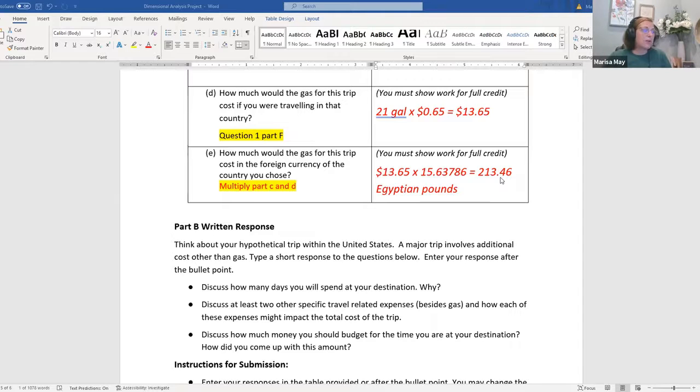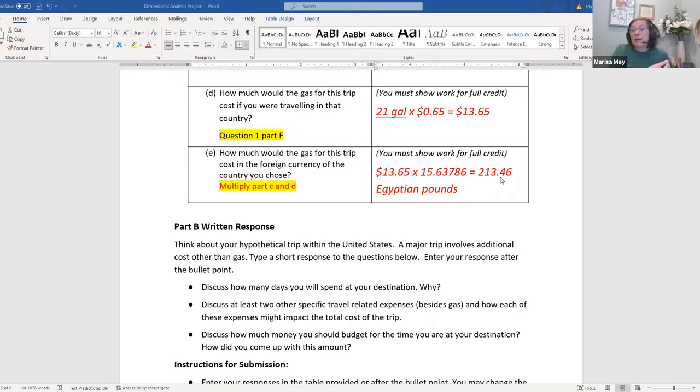And then the third bullet, discuss how much money you should budget for the time you are at your destination and how did you come up with this amount. So for me, that's definitely going to take my gas expenses. I'm going to take my hotel stay. I'm going to take my food money. And then I'm also going to take into account, I wanted to shop one day. And so I might put those all together and that would be my budget for the trip.